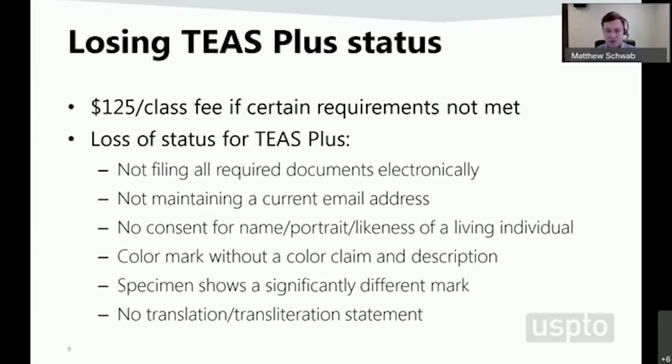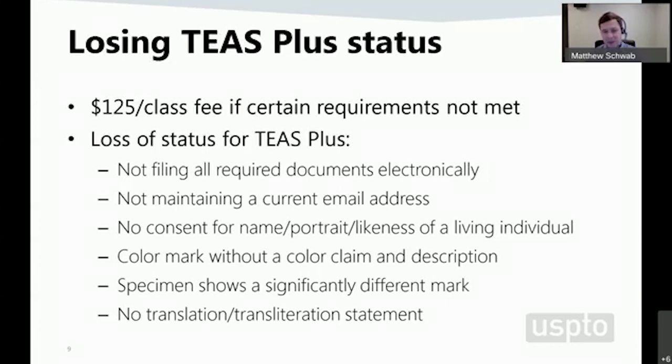And this slide just sort of goes through the TEAS Plus issues that I mentioned on the previous slide and indicates what will cause you to lose that status, right? You didn't file documents electronically. You didn't maintain a current email address. That means if we send you something and it bounces, if your email address is not receiving email, it's possibly grounds for falling off of TEAS Plus. Not always, but it's possible.